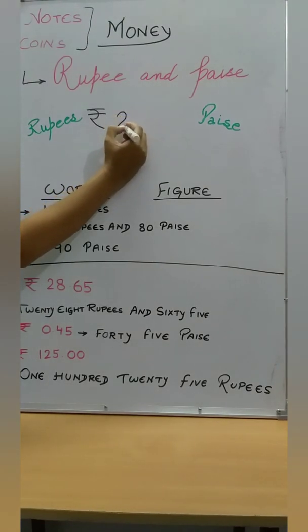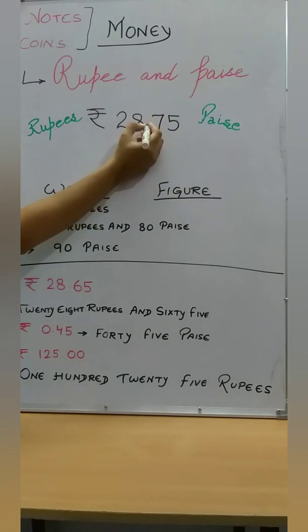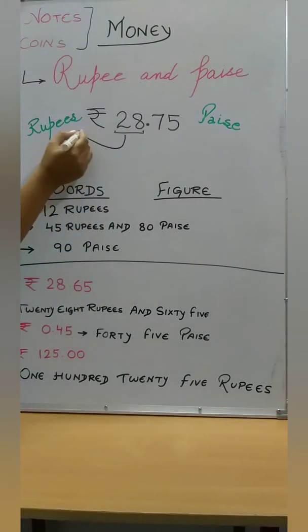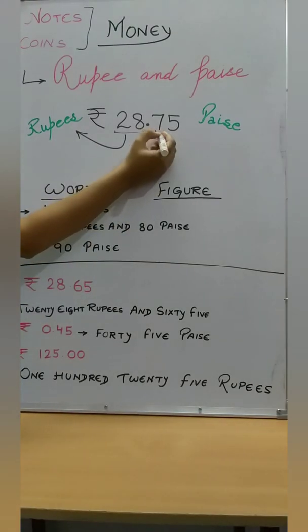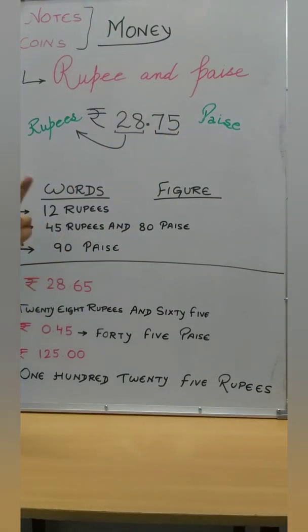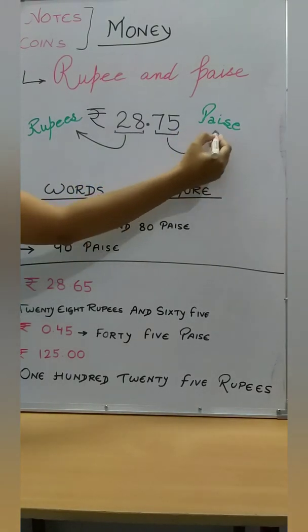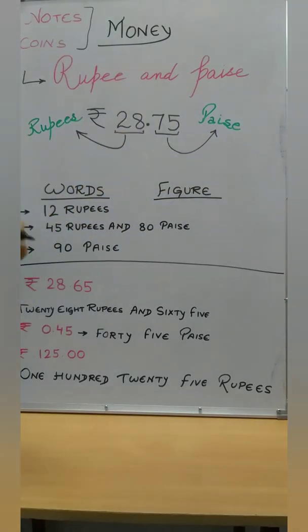Suppose I have written here this. The number that is written before this dot, before this decimal, represents rupees, and the numbers written after this decimal are paise. We have two digits in paise. So the digits that are written after this dot will be paise. We can express this in words as well as figures.